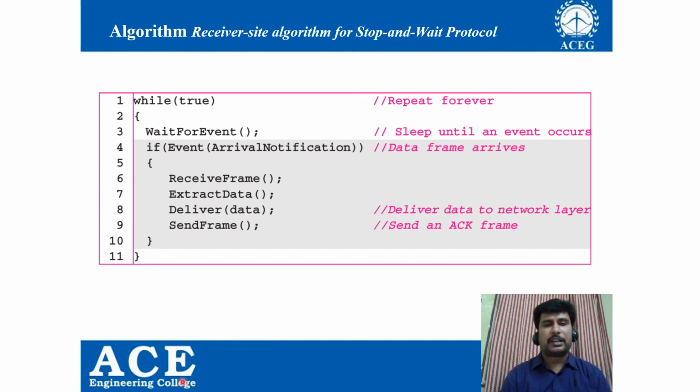Let us look at the algorithm for the stop and wait protocol at the receiver side. So at the receiver side, the data link layer is waiting for an event. What is the event? Receiving a frame from the sender. Once the data link layer receives the frame from the sender, it will extract the data by removing the header and trailer and forward the data to the network layer. At the same time, the data link layer would also generate an acknowledgement frame and send it to the transmitter so that the transmitter can send the next frame.